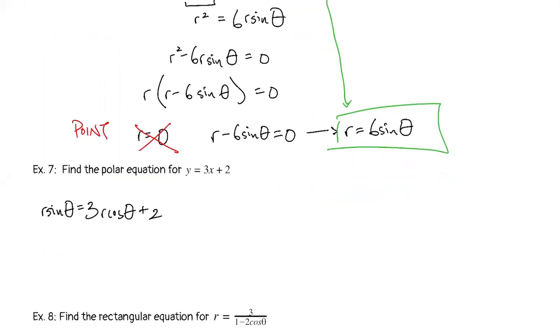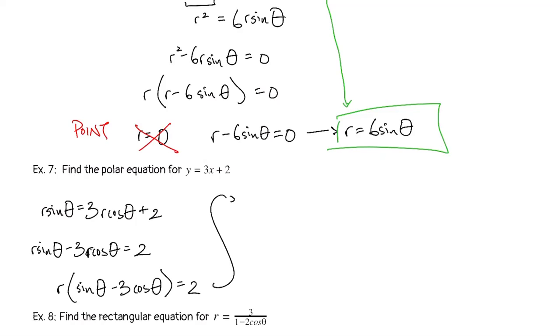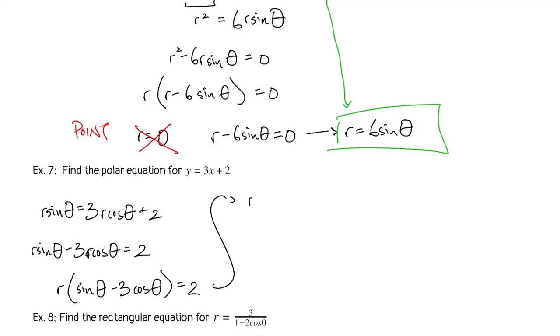And so now what I'm going to do is I want to go ahead and move all of my r's to one side. And then I'm going to factor out that r. What's my last step here to get r by itself? Divide the expression. Divide that expression, good.